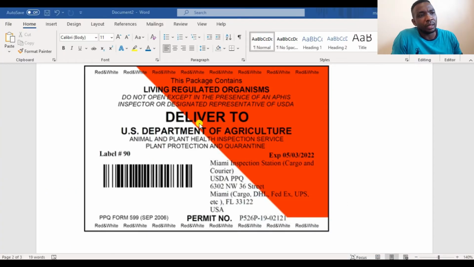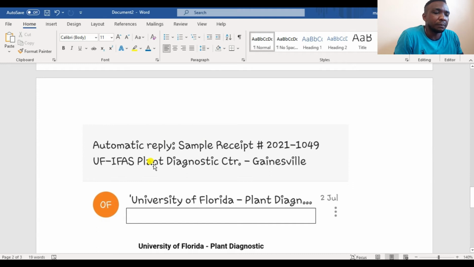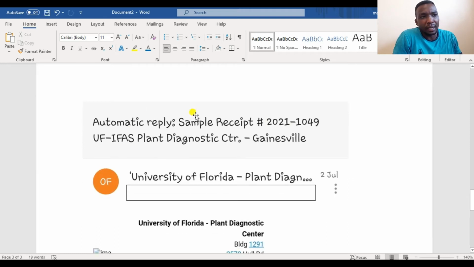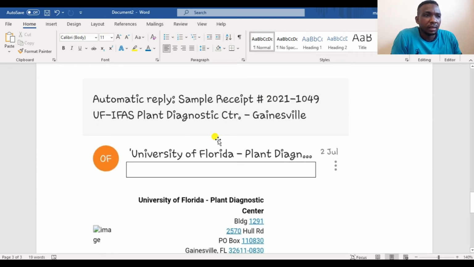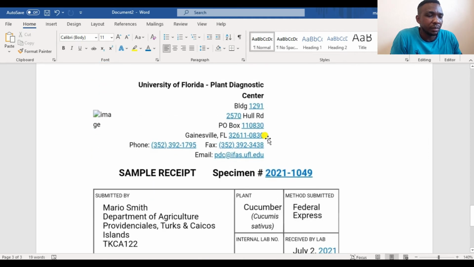So in terms of sending the plant now, in terms of what I did, which worked, let me just show you confirmation that it worked. This is basically a reply from the university, telling me that they have received it. So I just put the information here.